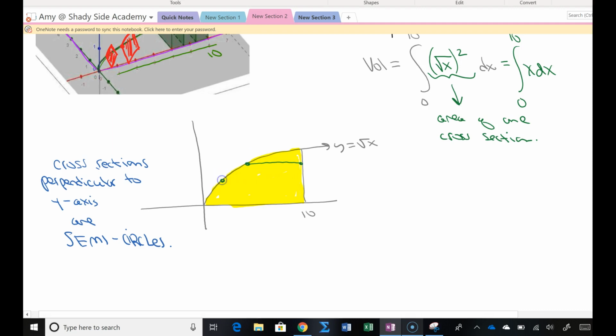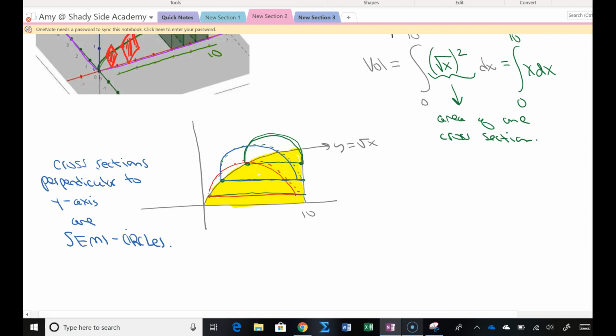So the cross-sections are stacked perpendicular to the y-axis. And these are semicircles, so they kind of come up like this, right? They come up like this. They come up like this. I'm going to draw a few semicircles. All right, and so here is one cross-section right here, and then another cross-section. Let's see if I can keep this all straight. And then here is another cross-section.